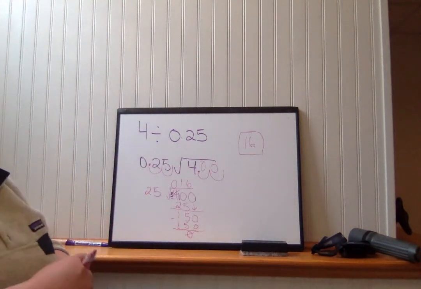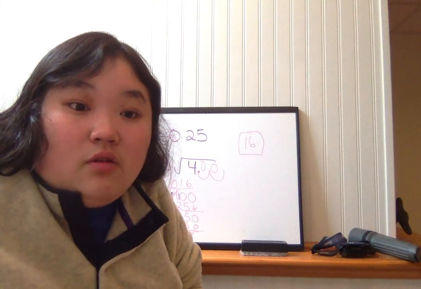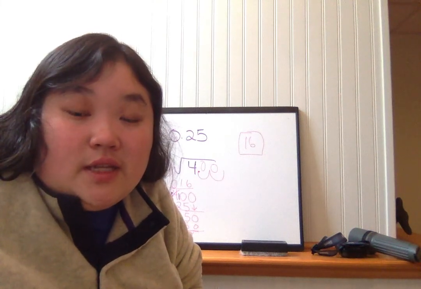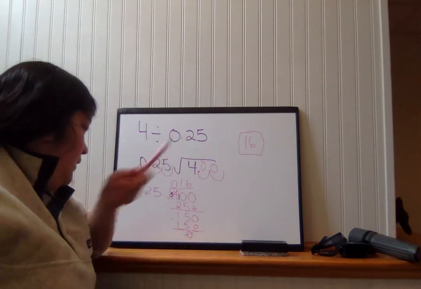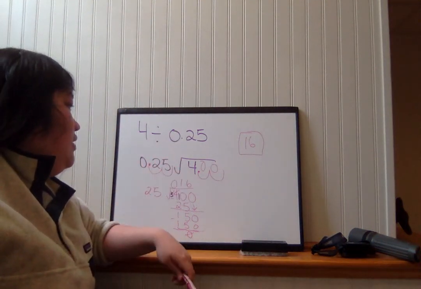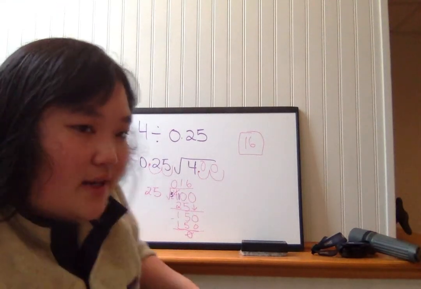And if you want to check it, you can just do what we did above and multiply the quotient by the divisor to see if it gives you the dividend. So you would do 16 times 0.25, and it should give you 4. Okay? So that is the quick overview about these problems.